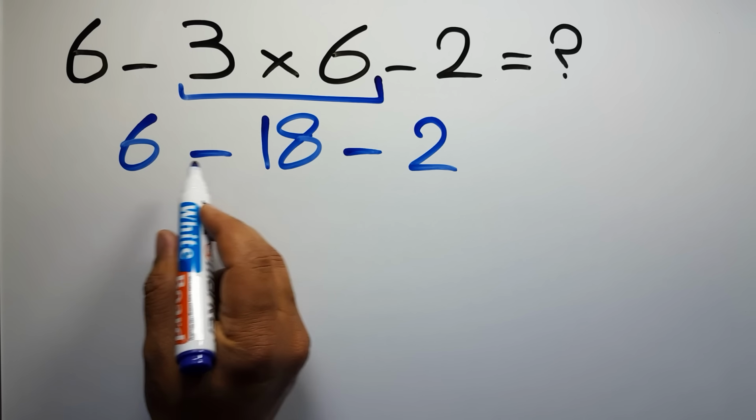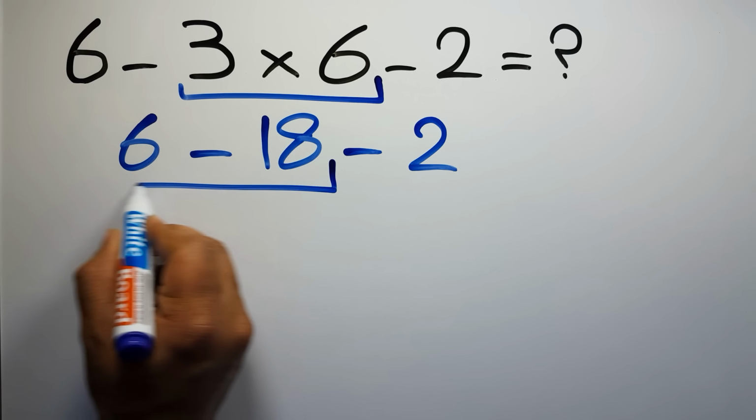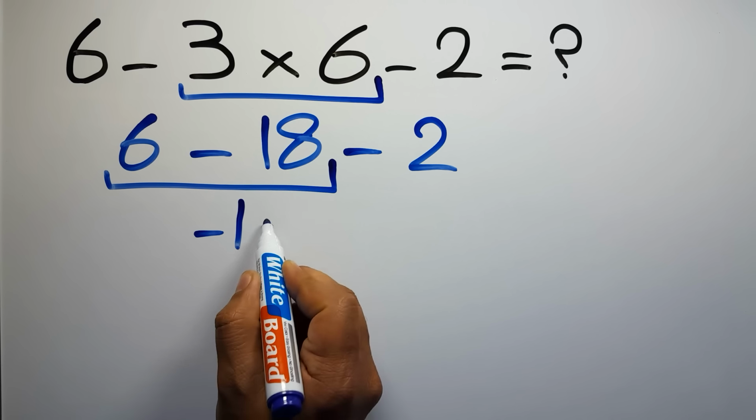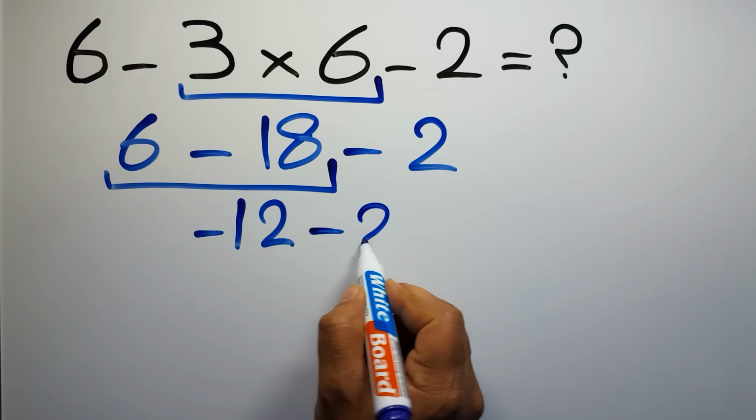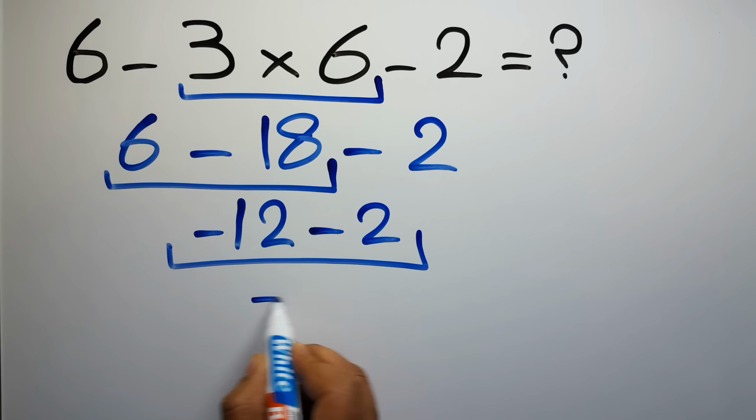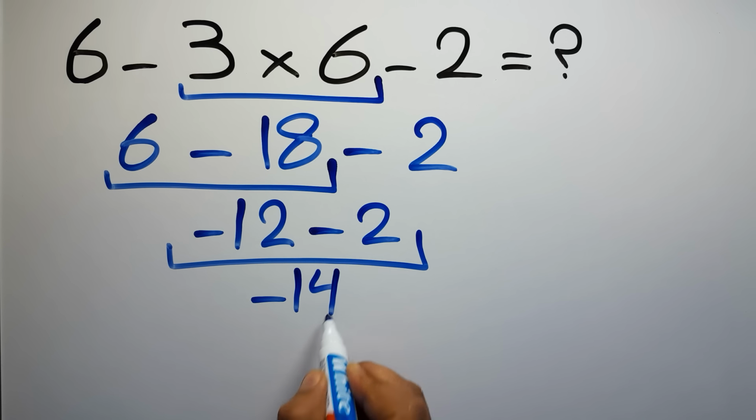So first 6 minus 18, which equals negative 12. So negative 12 minus 2 is just negative 14. And this is our final answer to this problem.